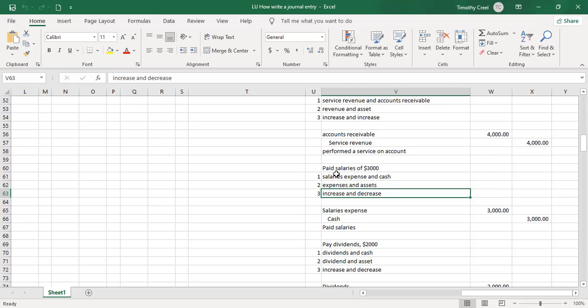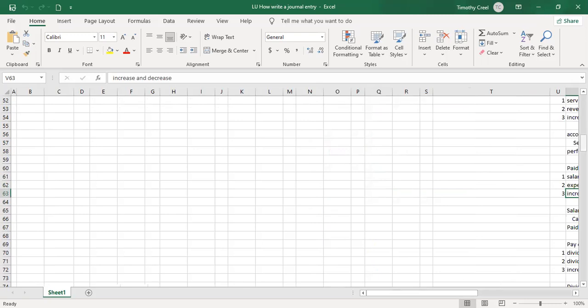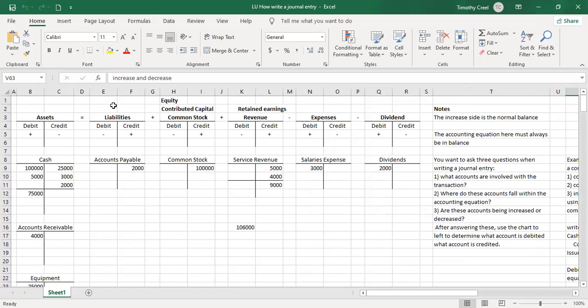Well, actually, the salaries expense would be an increase because anytime we recognize an expense, we are increasing the expense. And since we paid it in cash, that would be considered a decrease to cash. Now, looking at everything over here, a decrease to cash would be a credit. So that would mean we would be crediting cash. An increase to an expense would be a debit.